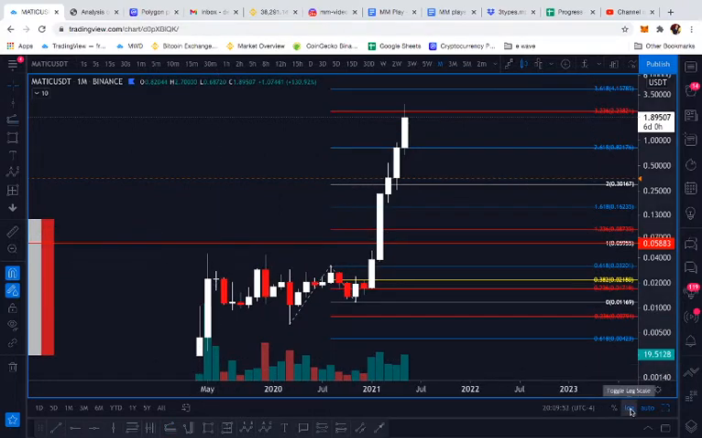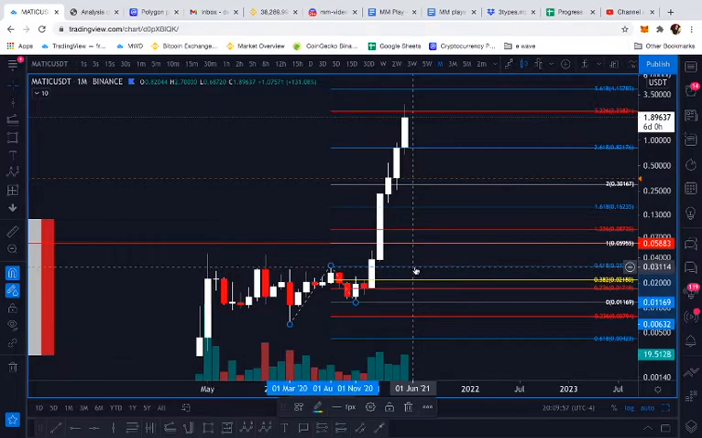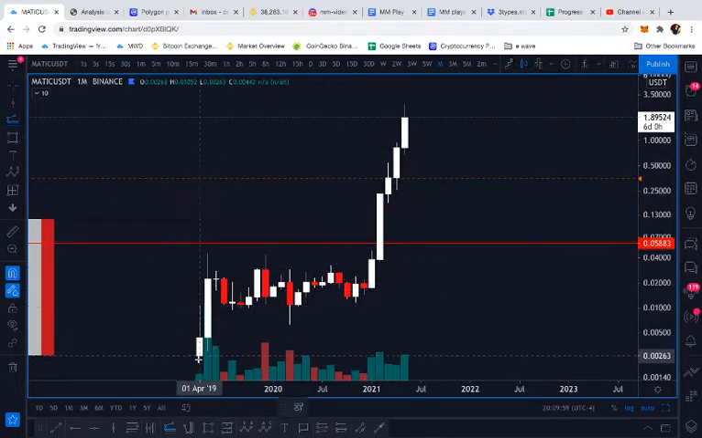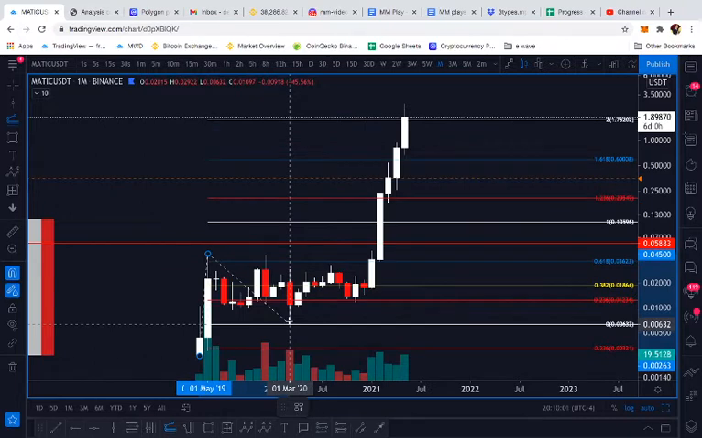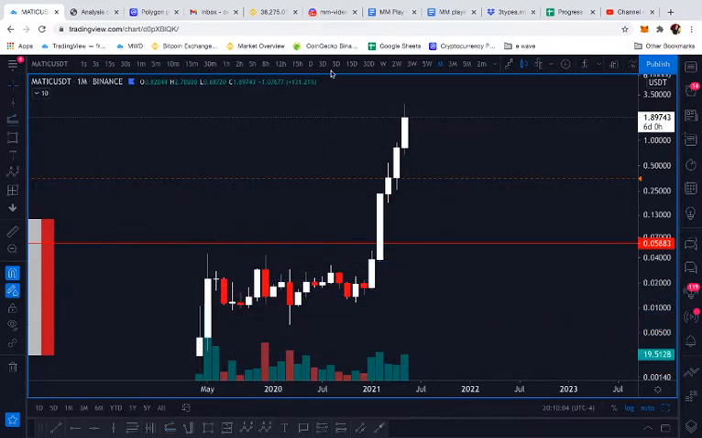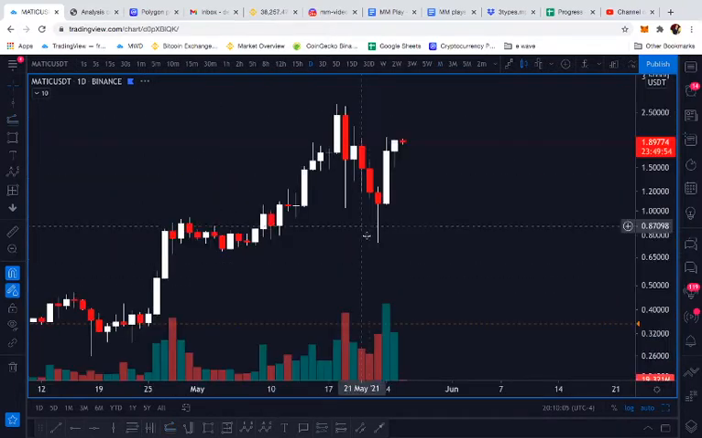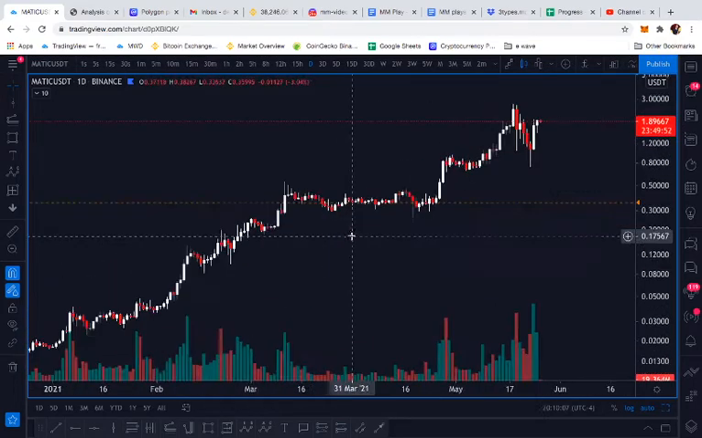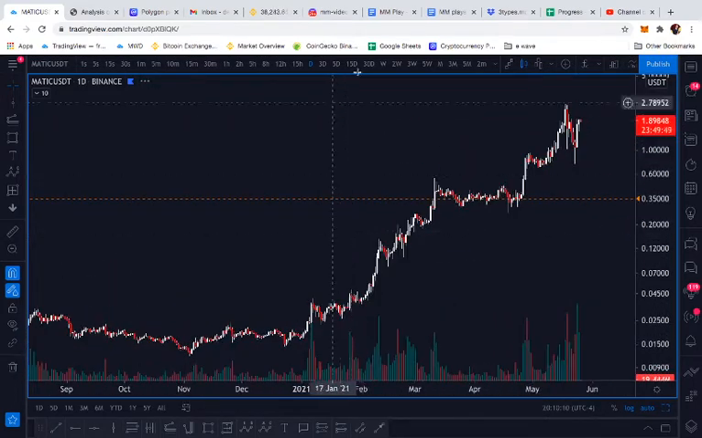Log scale, I use log scale because there's no point in not using log scale on a higher time frame. There's one pool here that I'm looking for, not this one. I have to go to the daily chart because if I know the wave count here, we can follow it.